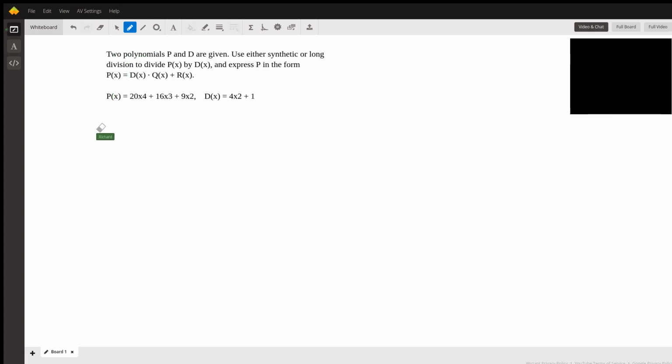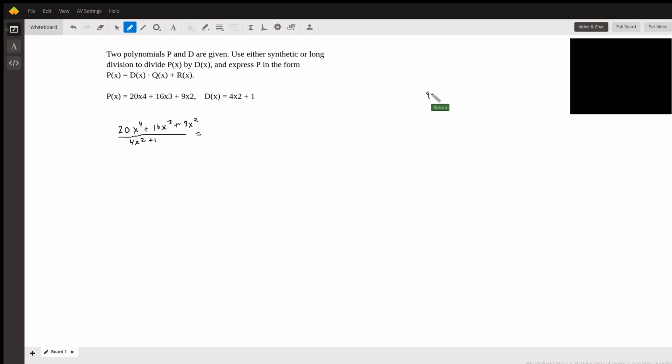What we're trying to solve is this division: 20x to the fourth plus 16x cubed plus 9x squared, over 4x squared plus 1. Okay, so we're forced to use long division because the denominator is a quadratic, not linear.